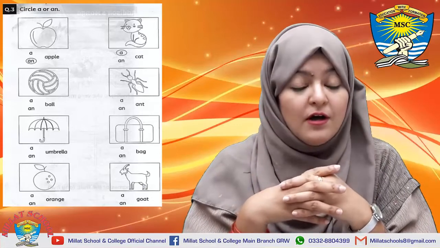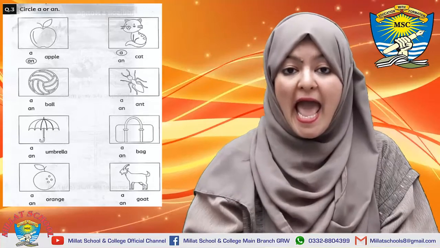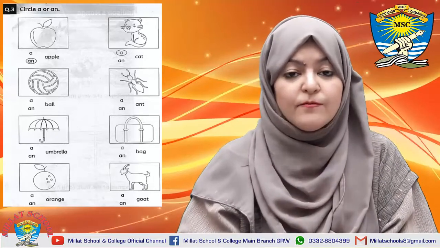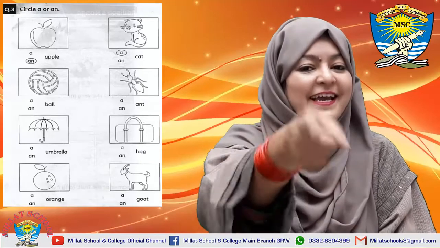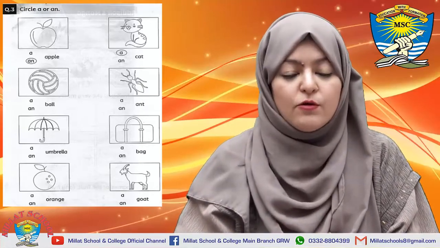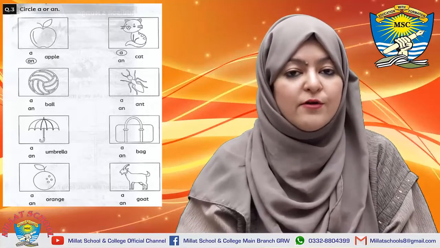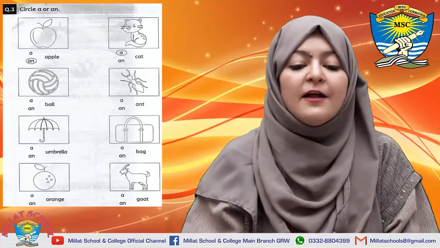Yes. So apple, apple. What is the first letter? That's A. Apple. A. So is A a vowel or a consonant? Tell me. Yes, you're right. A is a vowel letter. So we will write an apple. What will we write? An apple. They have already circled an for you.